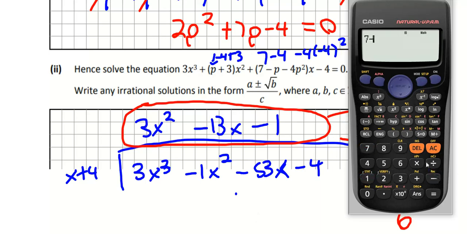7 minus bracket minus 4 minus. All right, lads, no homework tonight. Minus 53.